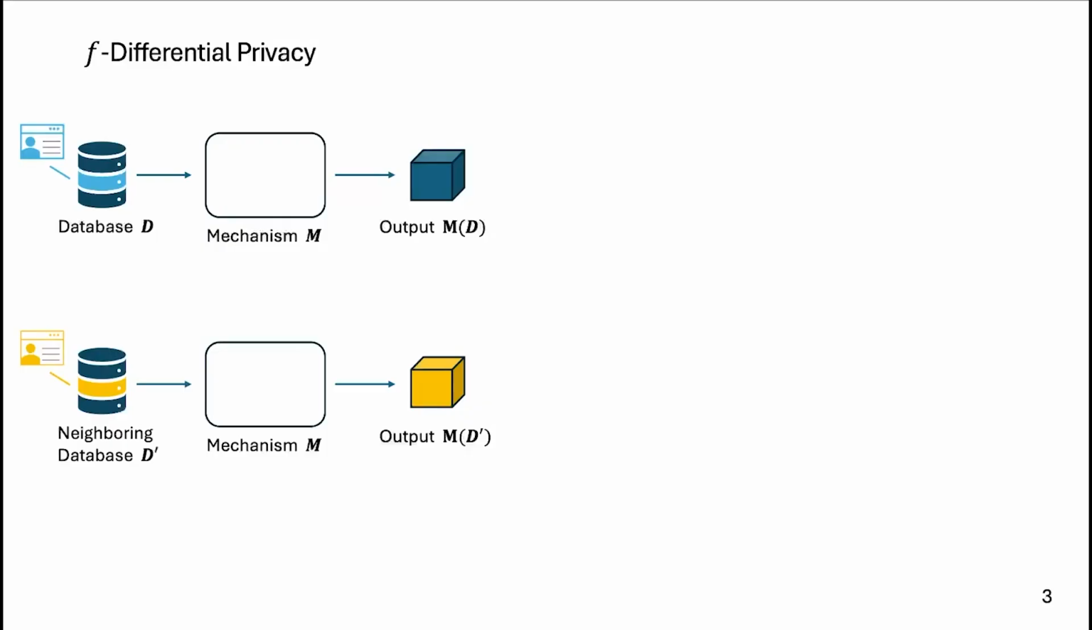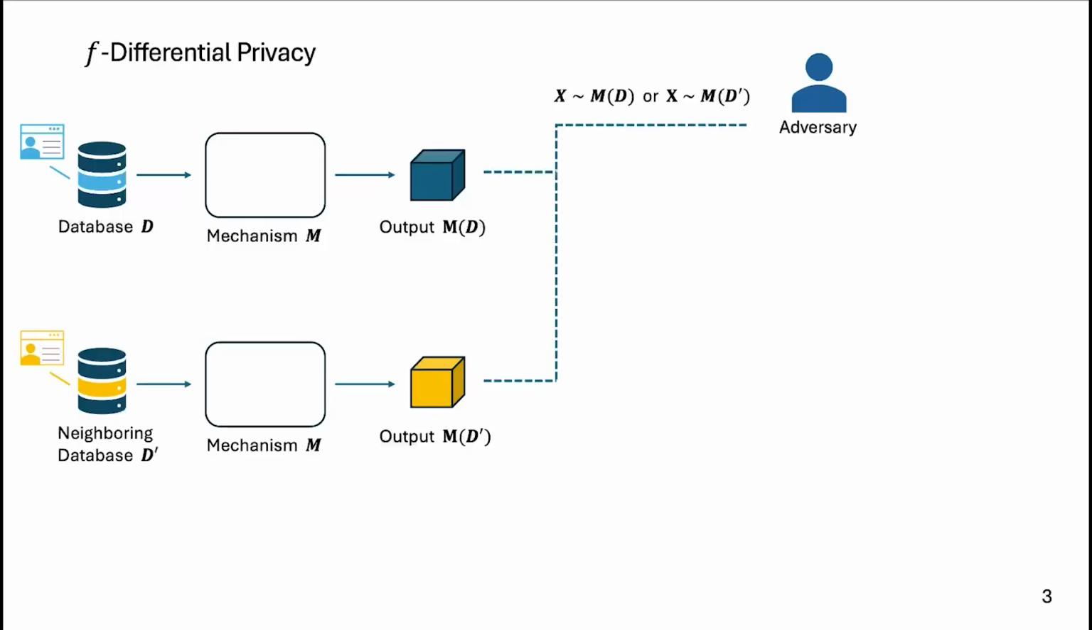In f-differential privacy, this notion of closeness or indistinguishability is formalized through the lens of an adversary. And that adversary will play a guessing game and will be provided with a value x that might either correspond to the output M of D or the output M of D dash. The adversary will have to decide which database produced the value x. The idea behind this guessing game is that the better the adversary can do, the less indistinguishable the outputs M of D and M of D dash are, and therefore the less privacy there will be attached to the output of mechanism M.